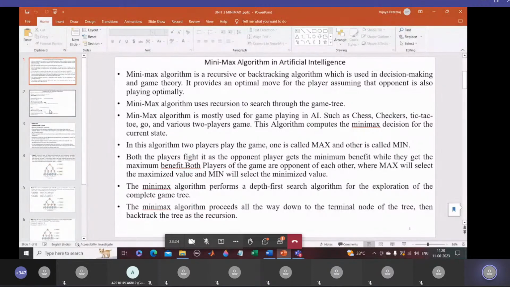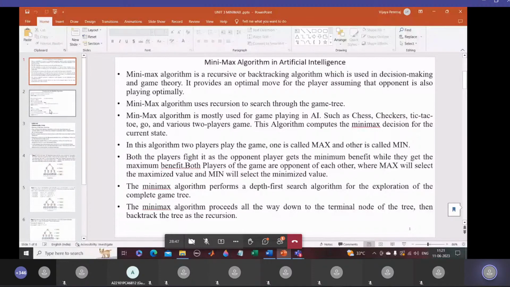Two players will be there. Okay, both will think optimally, so they are going to use recursion. They can search through the game tree to obtain the accurate results. Even the same thing could be repeated. Because of this advantage, it is mostly used in game playing AI, like chess, checkers, tic-tac-toe, and go, so mostly in two-player games. So here only two players will play the game.